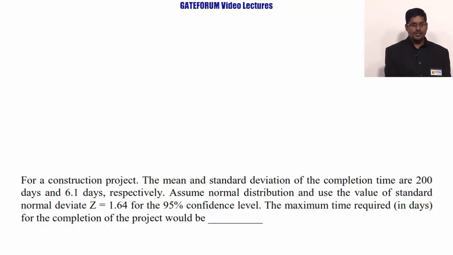The question is, for a construction project, the mean and standard deviation of the completion time are 200 days and 6.1 days respectively. Assume normal distribution and use the value of standard normal deviate Z equal to 1.64 for the 95% confidence level. The maximum time required in days for the completion of the project would be.